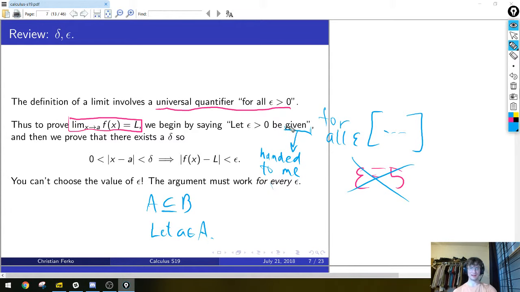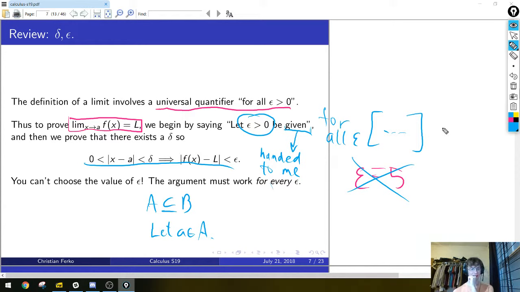That's what given means. In the same sense, let epsilon greater than 0 be given means that someone hands you an epsilon, all you know about it is it's greater than 0, that's all. And you have to prove that this statement is true for that epsilon. Good?